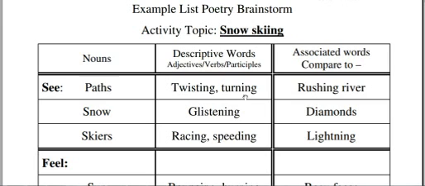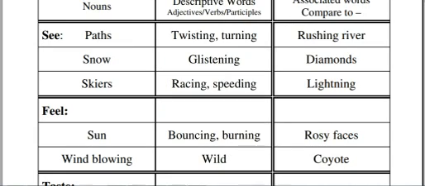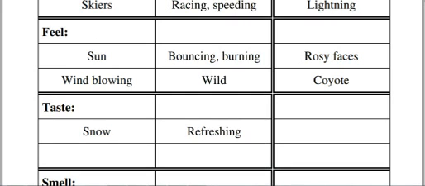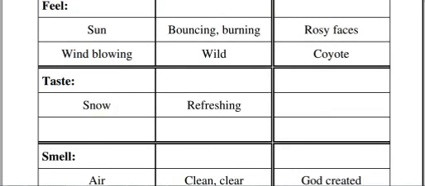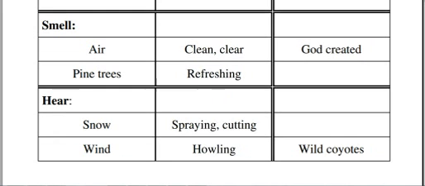So for the past, you wrote down twisting and turning, glistening, racing, speeding. You don't really have to use these. If you want to use some of them, that's okay in yours, but you don't want to have the exact same thing. She said bouncing and burning as far as the sun goes, the wind blowing. She said wild, snow, the taste was refreshing. Notice she didn't really use this in hers. The air, clean and clear, pine trees, refreshing. Do also remember, even though she wrote both of those down, don't repeat keywords in your poem.